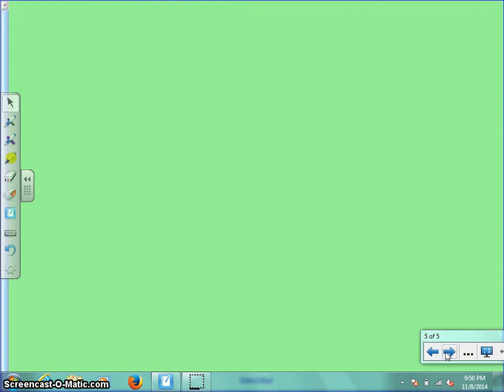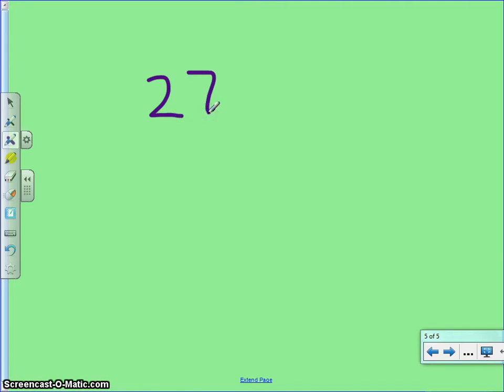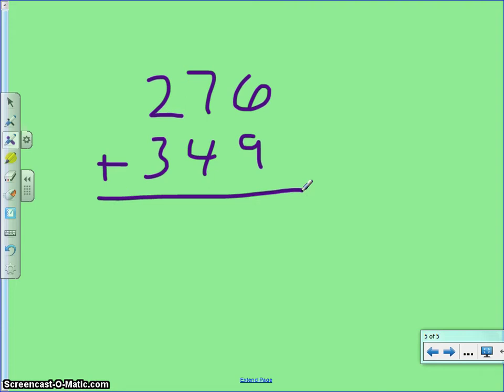Let's just say we have 276 plus 349. Basically what I do is I start in my ones place and move to my left to my hundreds, but I just take whatever I'm adding and I put it below my addition sentence. So I start with ones, and I'll show what I mean. 6 plus 9 is going to give me 15.